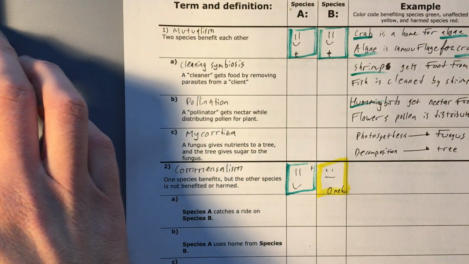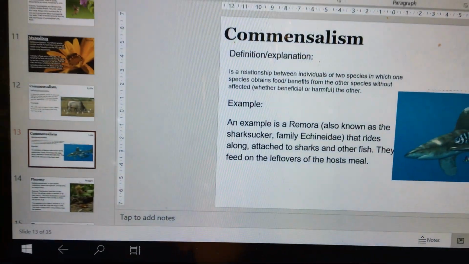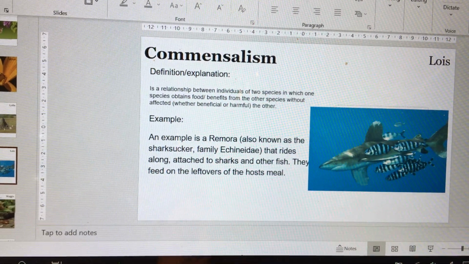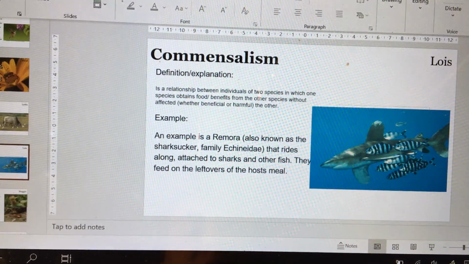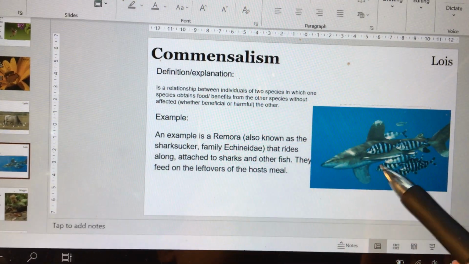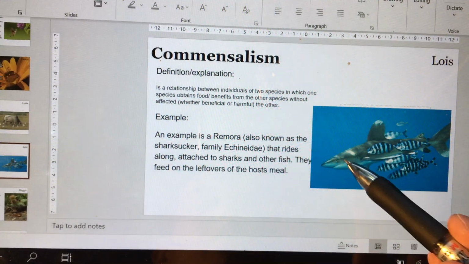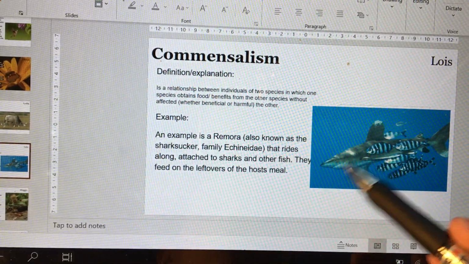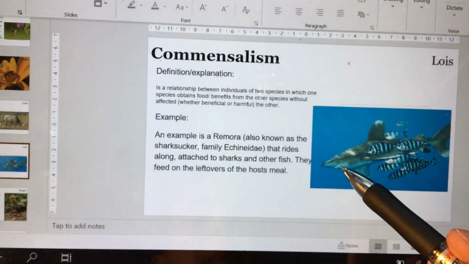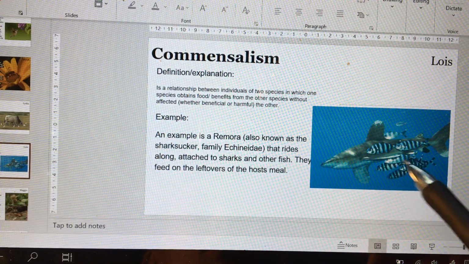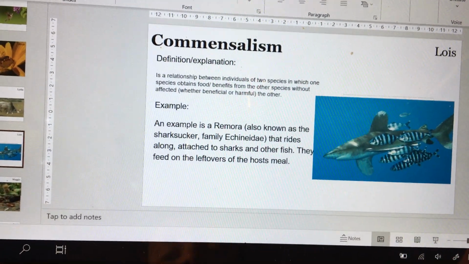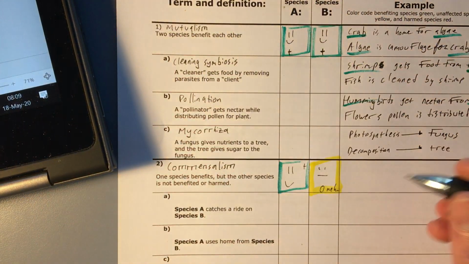Let's look at an example here. A remora is a shark sucker fish. It rides along the shark, and it feeds on the leftovers of the shark. So the shark really doesn't care, like, okay, he has some buddies along the way, whatever. But after the shark eats a fish, these fish are going to eat after it. So the shark doesn't really care about their presence, but they really care about the shark, and so they're going to get food from that. So that's a remora fish.